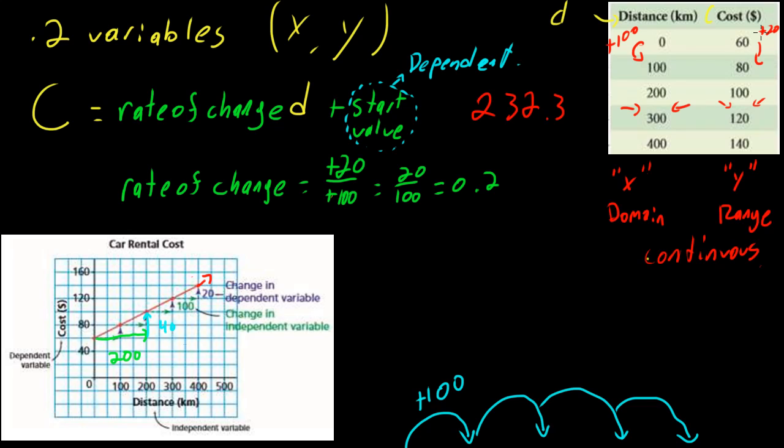Now, what does this rate of change mean? It relates the units for our dependent variable to the units for our independent variable. So this was actually plus $20 over 100 kilometers. So we're really comparing that you're going to get charged, or the rate of change is $0.20, 20 cents, and we say this is per kilometer. 20 cents per kilometer. So that's how we read this rate of change.